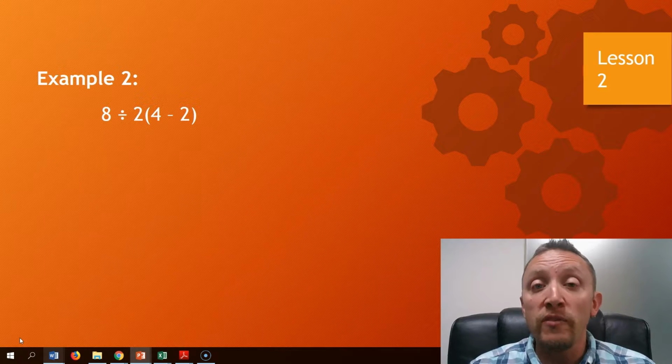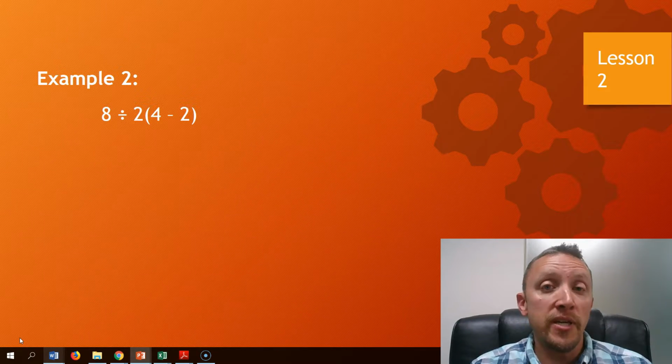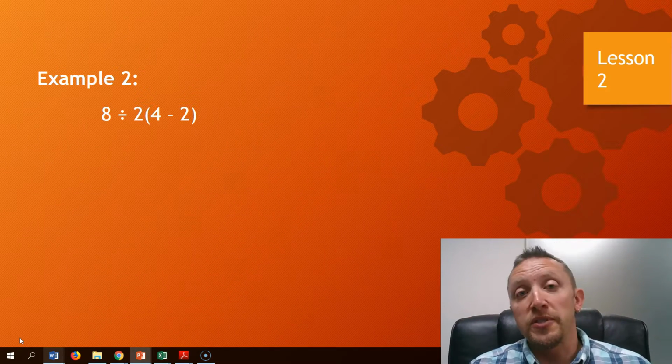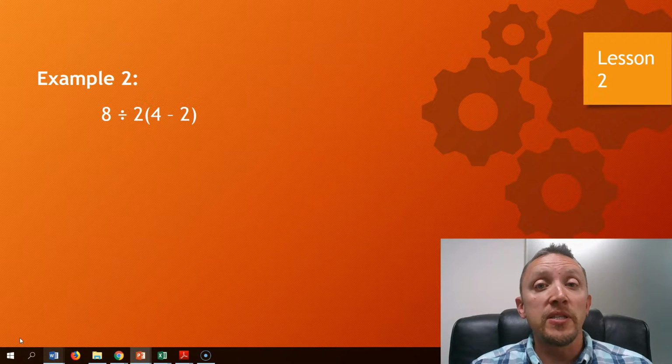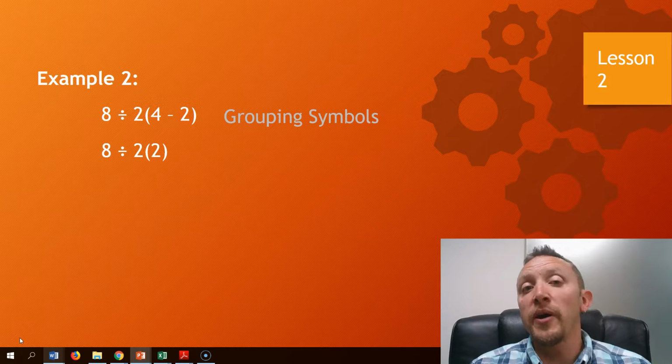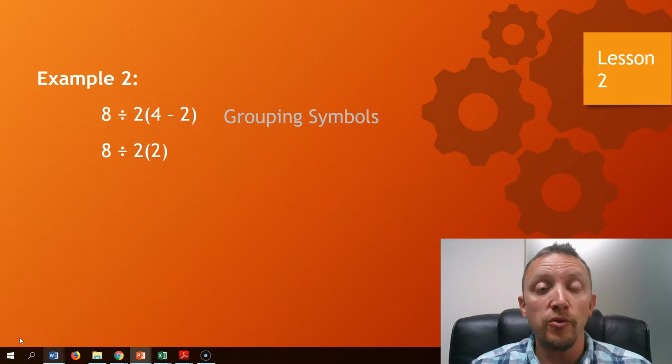So again, order of operations. First step. What is it? Grouping symbols. So we're going to look. Do we have grouping symbols? Yes, we do. So we're going to take care of the 4 minus 2 first. Well, 4 minus 2 is simply just 2. Do we have exponents? No. So we skip that step. Next, after exponents, multiplication and division from left to right.